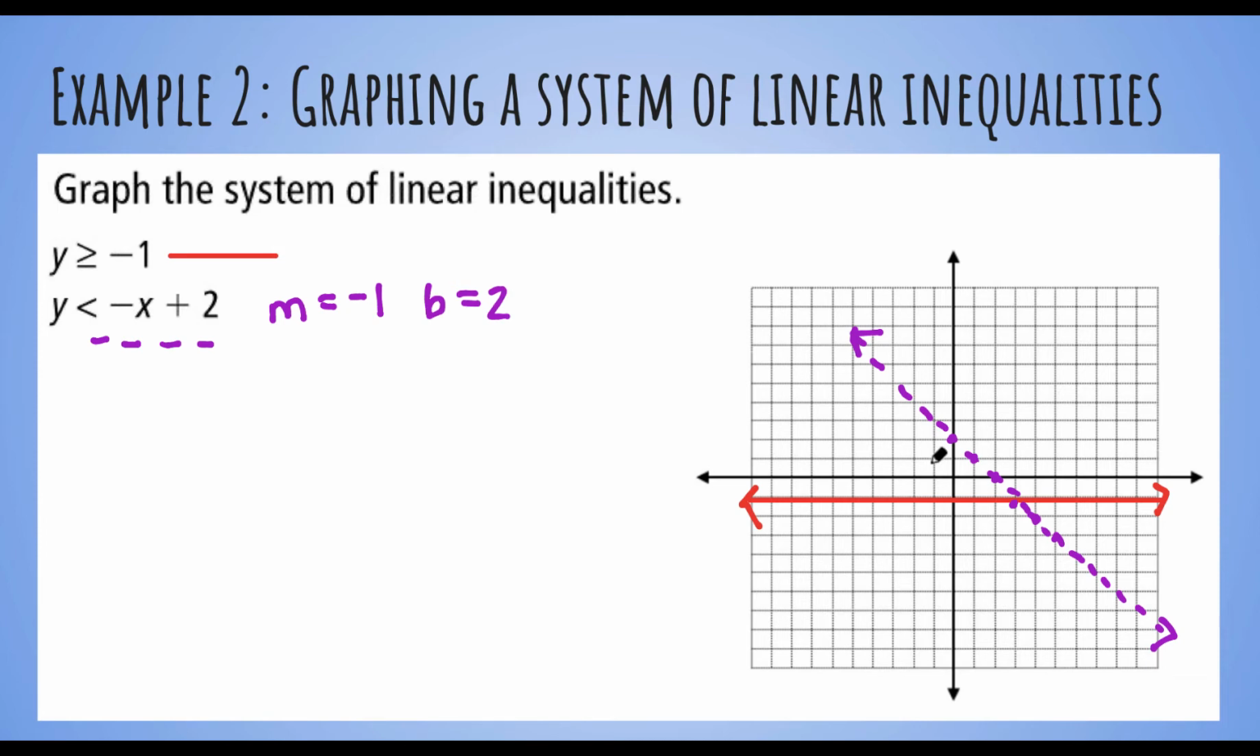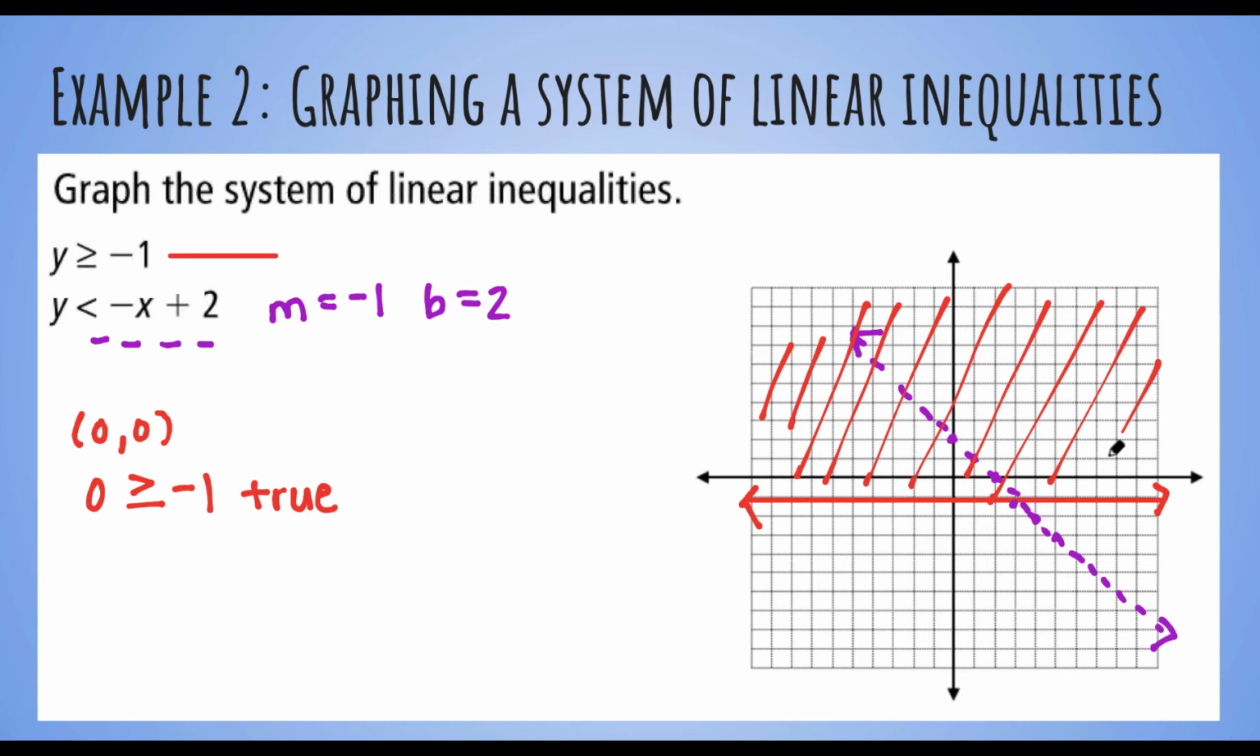So again, I'm going to check the point 0, 0 because it does not fall on either of the inequality boundary lines. So I'm going to check the point 0, 0 in my first inequality. And when I check this, I see 0 is greater than or equal to -1. And that's a true statement. So I'm going to include the 0, 0 in my shading for this inequality. So for my first inequality, all of this area is true for the solution.